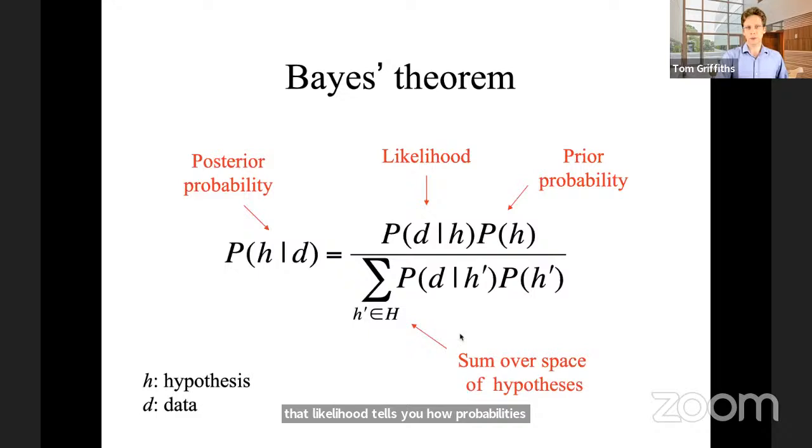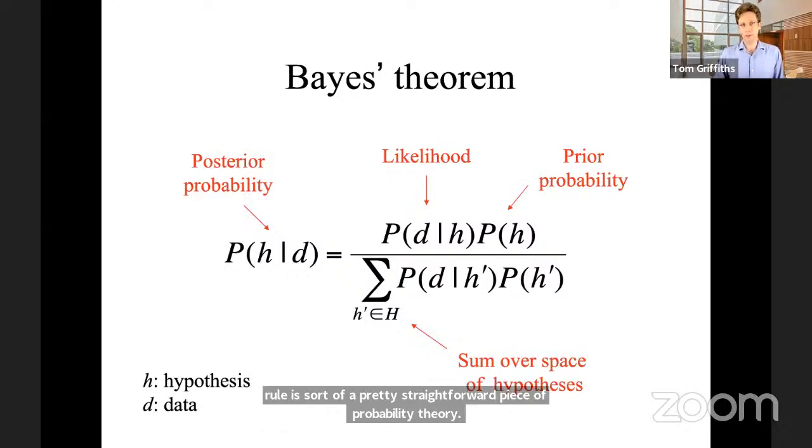And then there's this thing on the bottom, which is a normalizer. Basically what it's doing is taking the same quantity and summing over the space of all of the hypotheses. All that this is doing is making sure that what we end up with on the left-hand side here is a probability distribution. So if you just write it out like this, Bayes' rule is a pretty straightforward piece of probability theory. But in the context of cognitive science, it's actually a really useful tool for thinking about inductive bias.